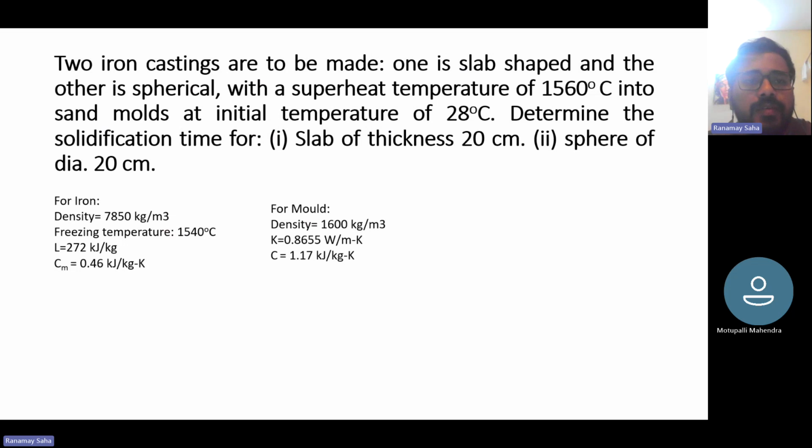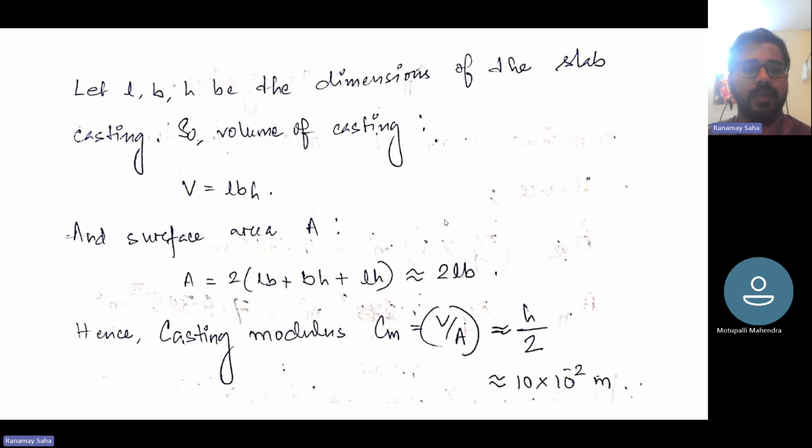It is said that two iron castings are to be made: one is a slab of thickness 20 centimeters and one is a sphere of diameter 20 centimeters. One additional condition is that there is a superheat temperature of 1560 degrees centigrade. So let's proceed with solving the problem.